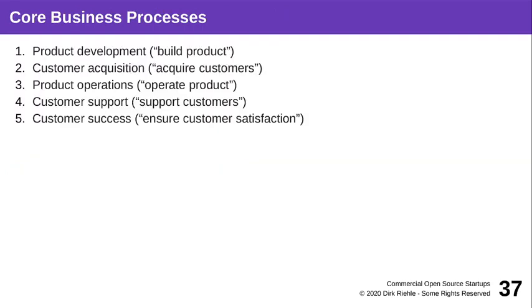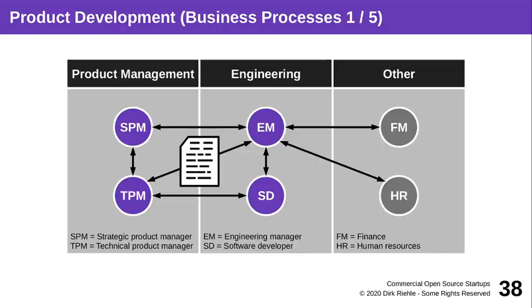So in terms of processes, these are the processes that ensure you're making money. So these are key for the vendor to thrive, not just to survive, but to thrive. Building the product, acquiring customers, operating the product, supporting customers, and ensuring customer satisfaction, meaning they actually do get out of it what they intended to get out of it.